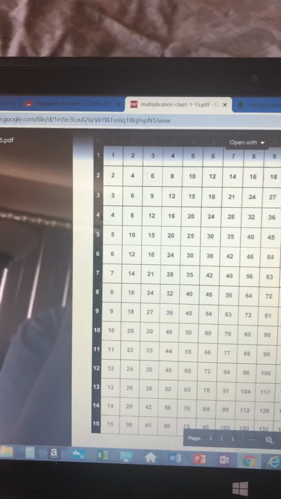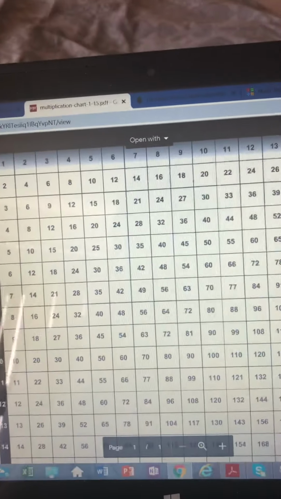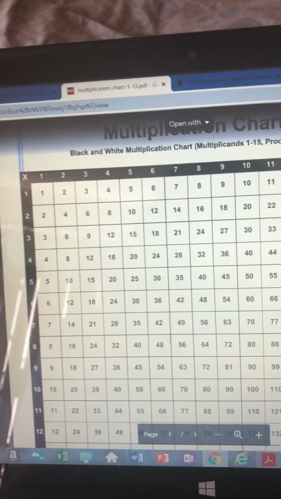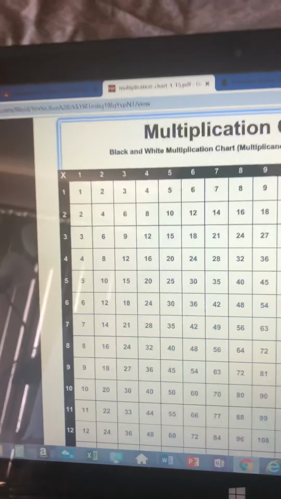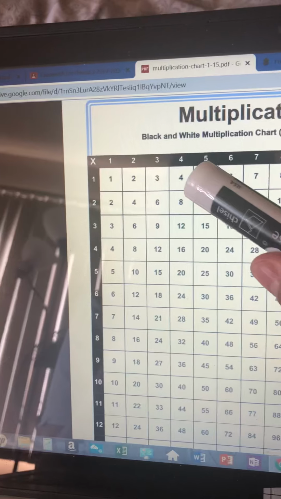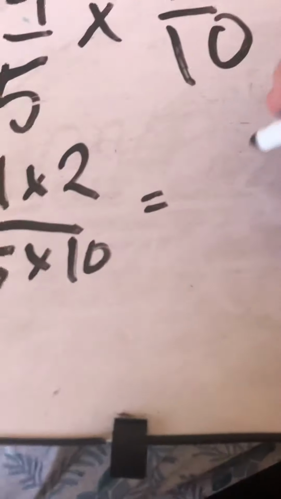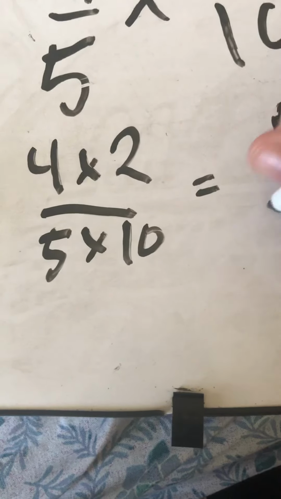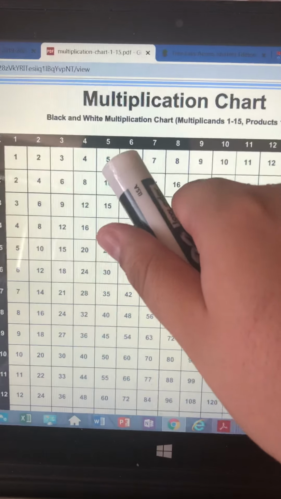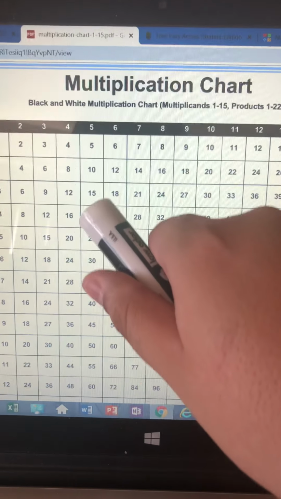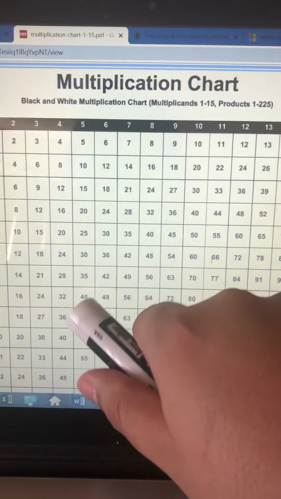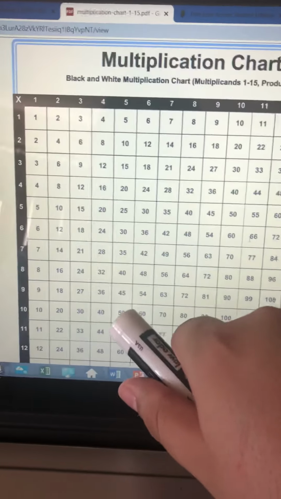Let's zoom in. 4 times 2, right? Let's go to our 4, right? Let's count 2. 1, 2. So answer is 8. 5 times 10, go to our 5, count 10. 1, 2, 3, 4, 5, 6, 7, 8, 9, and 10. Answer is 50, okay?